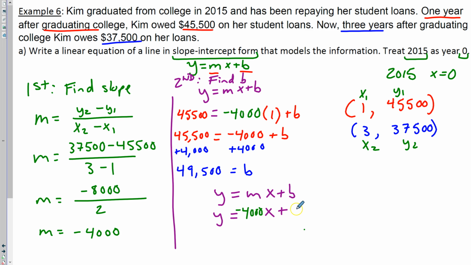So my slope was negative 4,000. The y-intercept was 49,500.